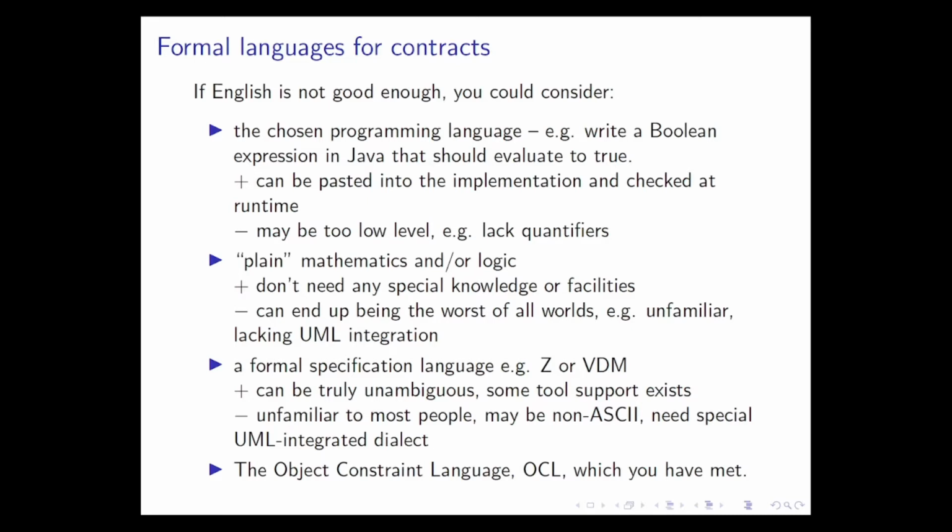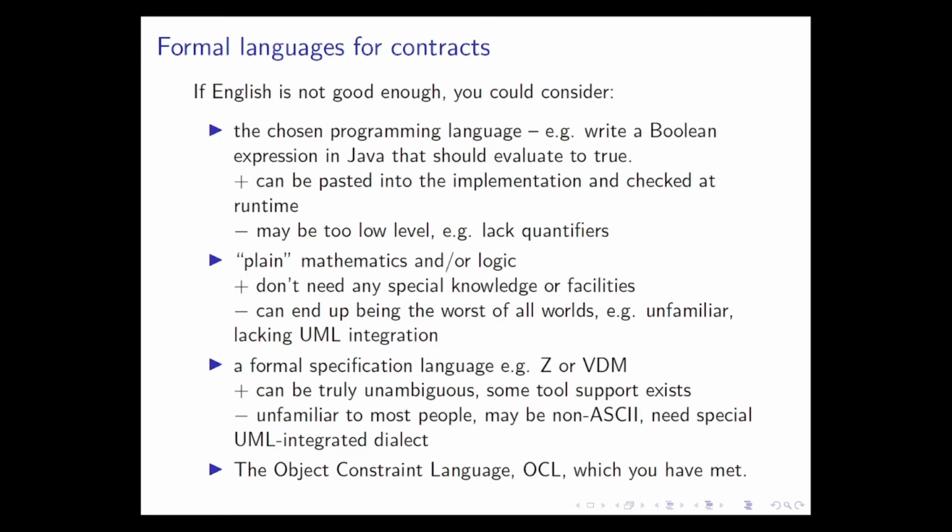You may want to use plain mathematics and/or logic, which can be helpfully simple. You don't need any special knowledge or facilities, but it can end up being the worst of all worlds, so it can be unfamiliar to the people who need to read it, and at the same time you can lack UML integration. You might want to use a dedicated formal specification language, and Z and VDM are venerable ones, although neither of them is so much used these days.